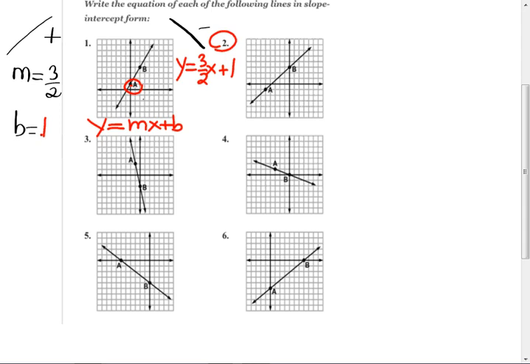Have you done the review, the yellow sheet? Okay, there's your quiz.